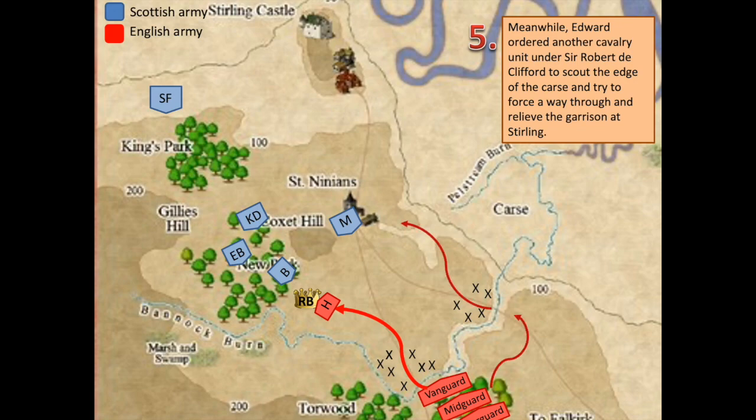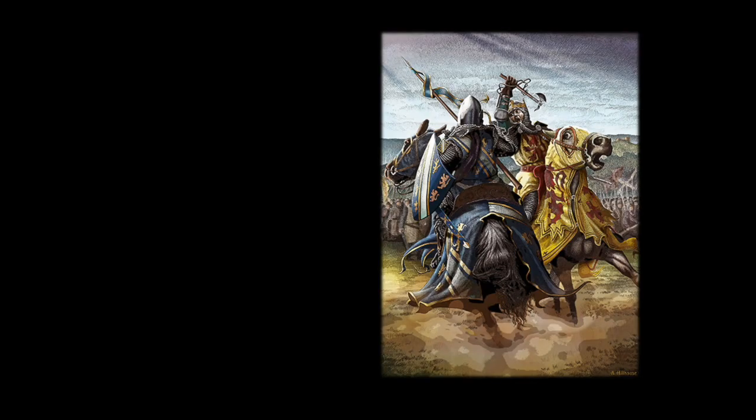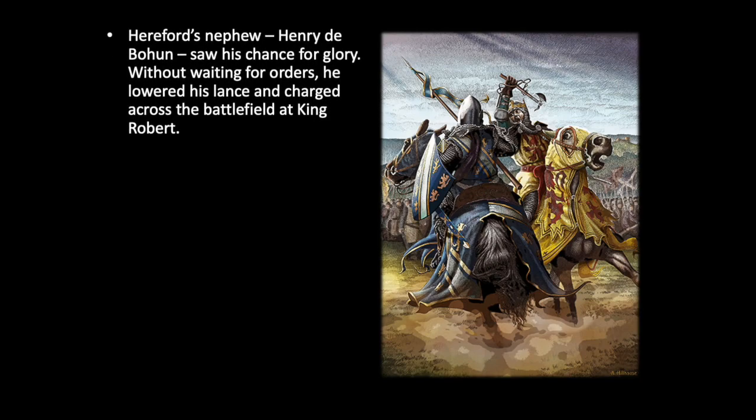So if you add this to your maps, this is Robert Clifford's cavalry force sneaking their way around the edge of the battlefield to try and get past St Ninians and on to Stirling. So Hereford and his force of about 300 knights crossed the King's Park at speed and came across Robert the Bruce alone, inspecting his troops. Now, Hereford's nephew, Henry de Bohun, saw his chance for glory. Without waiting for orders, he lowered his lance and charged across the battlefield at King Robert.